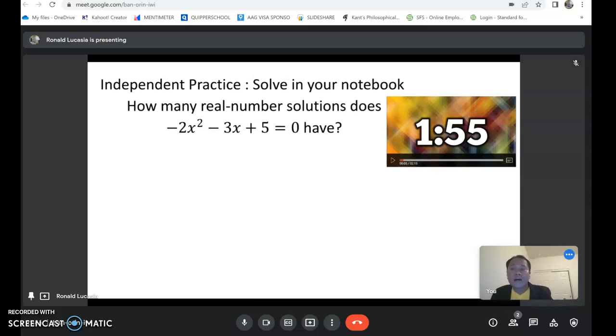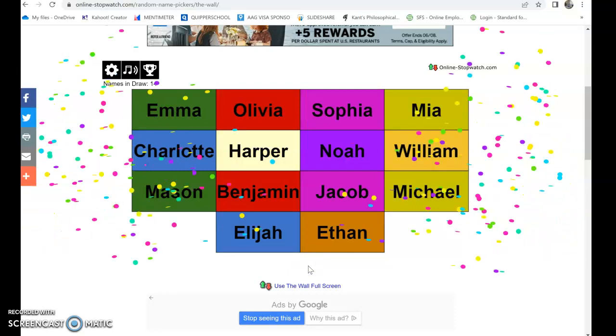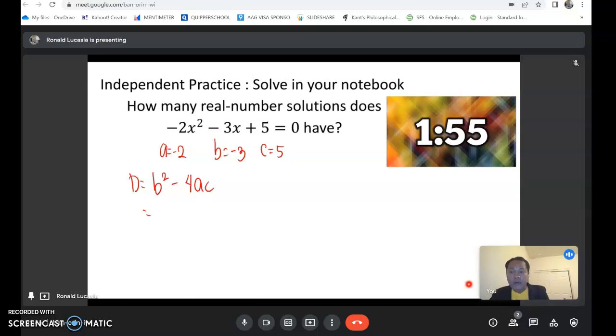Okay, time is up. I want to hear from Harper. Can you tell me, Harper, how did you come up with your discriminant? Okay, that is correct. You started with finding the values of A, B, and C. That's good. So using the discriminant, b squared minus 4ac, our B there is -3, our A is -2, and C is 5, correct, Harper? So this is 9 plus 40, that is 49, which means, Harper, that you are correct that there will be 2 real solutions.